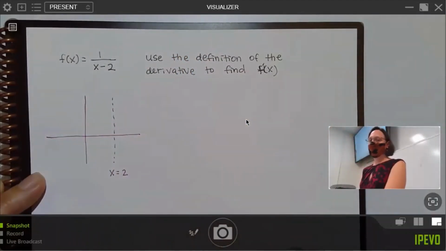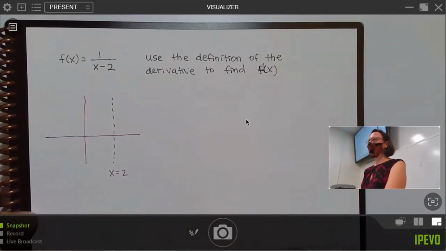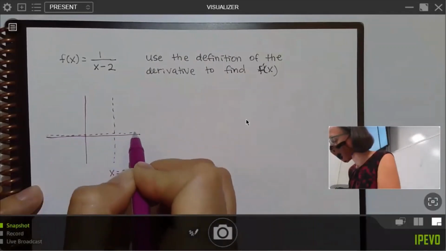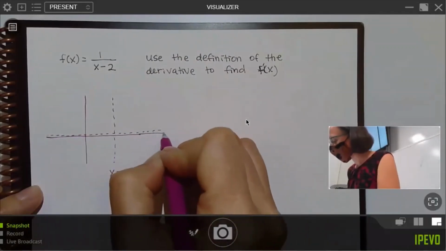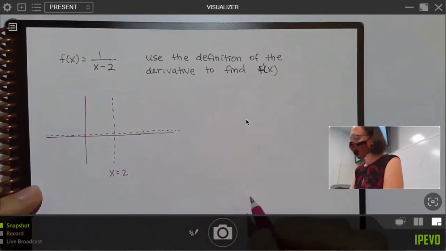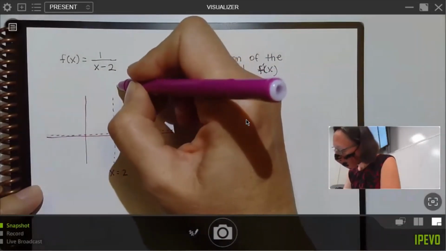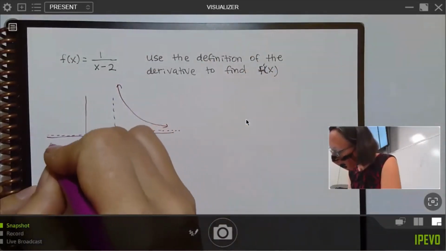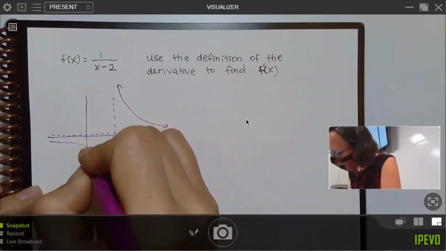Does anyone know where the horizontal asymptote is? We're going to take the limit as x approaches infinity. Where's the y value headed? 0, because it'll be 1 divided by a huge number. So there's our horizontal asymptote at 0. And then the rest of this graph is going to look like this.